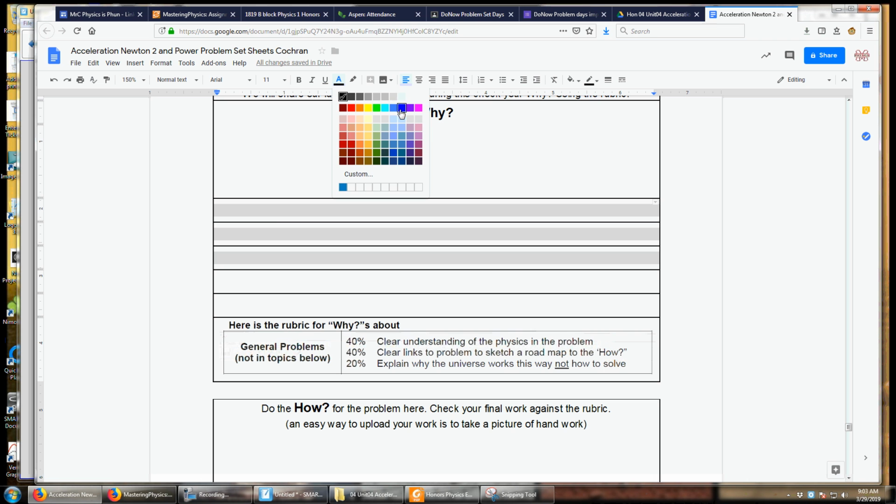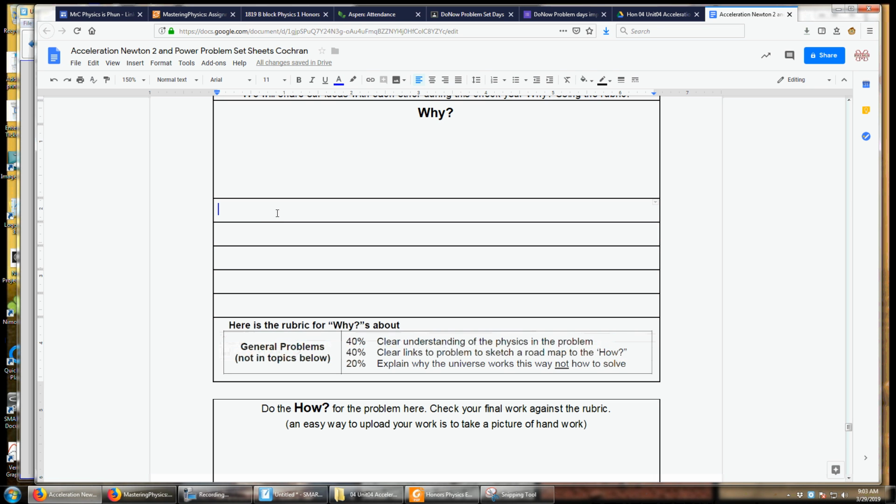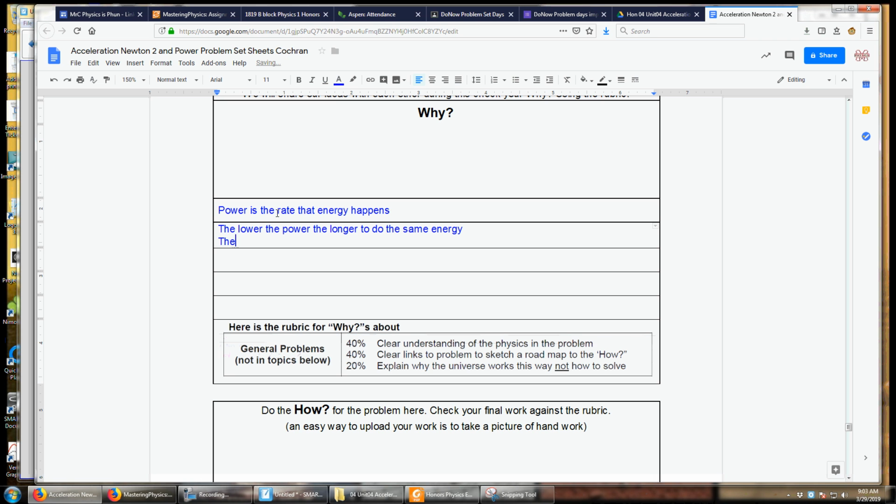So let's do this, a little blue there. I'm going to show I understand power. Power is the rate that energy happens. The lower the power, the longer to do the same energy. The more the power, the less time needed.